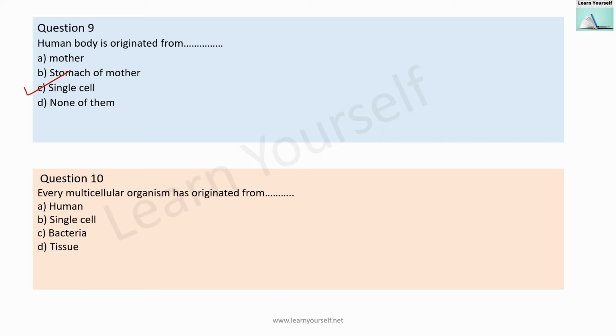Question number 10. Every multicellular organism has originated from: human, single cell, bacteria, tissue. So here also the correct answer is single cell. Every multicellular organism has originated from a single cell.